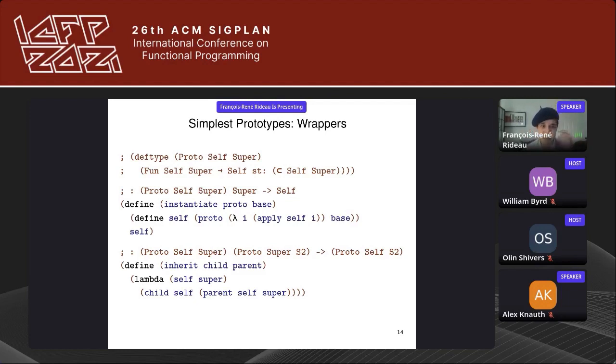So how do you instantiate then a prototype? You take a prototype and a base object. So the base object would be of the type super of your overall definition. That's the base object, the supermost. If you have a chain of prototypes, it will be the base object, the super, when there's nothing left. Typically, it will be an empty record. And then you want to take the fixed point. So why can't I just define self as proto of self base? That's what I would want to do.